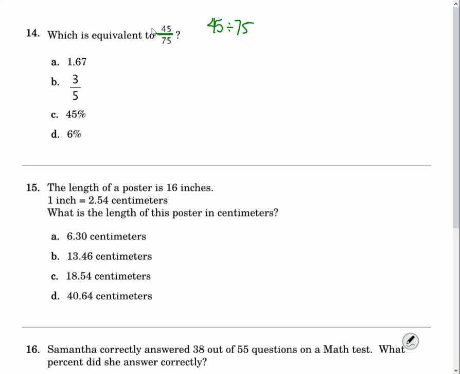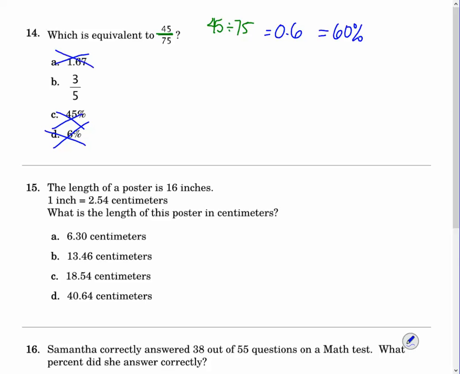So 45 divided by 75 is going to give you a decimal equivalent, when you type that in, of 0.6. So a lot of kids made the mistake of putting 6%. You've got to move that decimal point 2 spots to the right, and that will make it 60%. All right, so this is not the same as 6%. That is nowhere close to 45%.